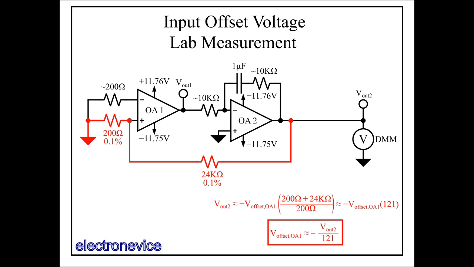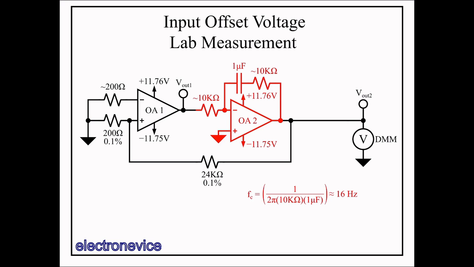The integrator is set up to have a high frequency gain of -1, with the corner frequency of its 0 at around 16 Hz, which will ensure a good phase margin for the outer feedback loop. We'll discuss phase margin in a later video.